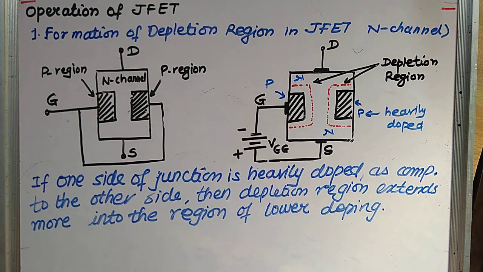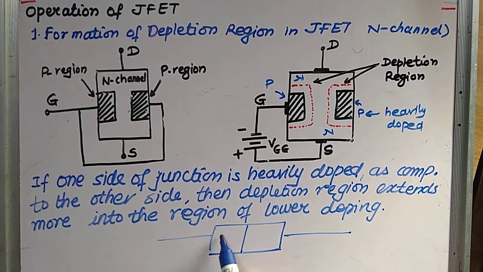Now, one interesting fact is that if one side of the junction is heavily doped as compared to the other side, then the depletion region will extend more into the region of lower doping. For example, let us consider this a PN junction, P and N, and this is a junction.